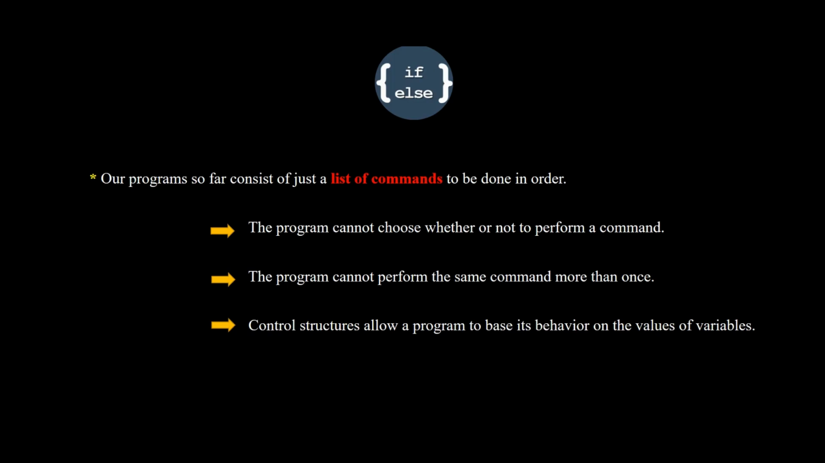So the problem is that sometimes we need to execute a command more than one time, or sometimes we need to ignore some lines. So the solution here is to use the control structures. The control structures allow a program to base its behavior on the value of variables. So we will add some conditions to control the execution order of the program.